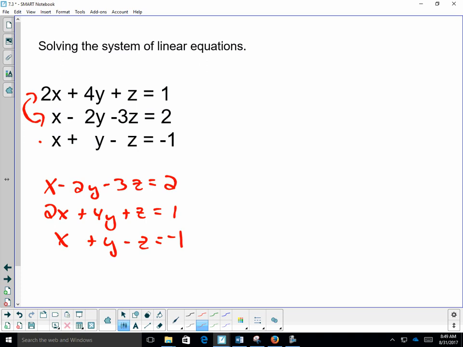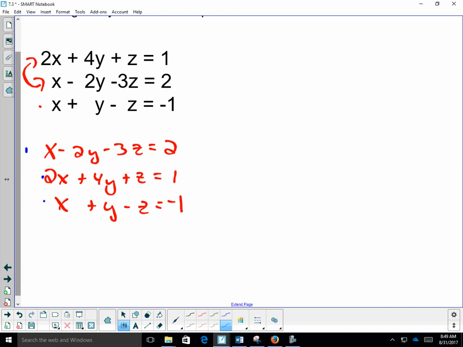Now what I'm going to do is manipulate the rows so that the x's from these 2 equations go away. So it's very similar to elimination when we were doing a 2x2 linear system. So I'm going to call this row 1, row 2, and row 3 so you can follow along at what I'm doing.